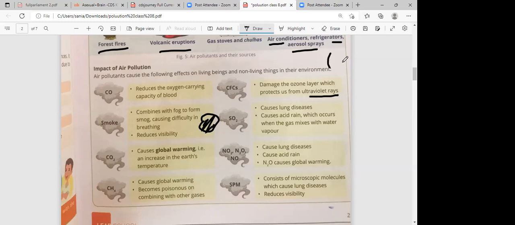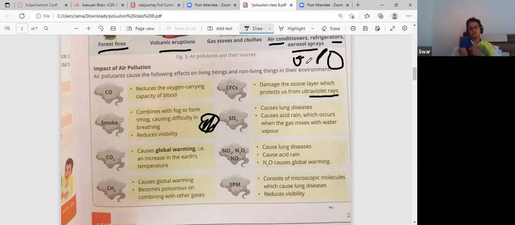For example, this is your Earth. We have an ozone layer, right? This is the ozone layer, and this is the sun. Yes, ma'am.